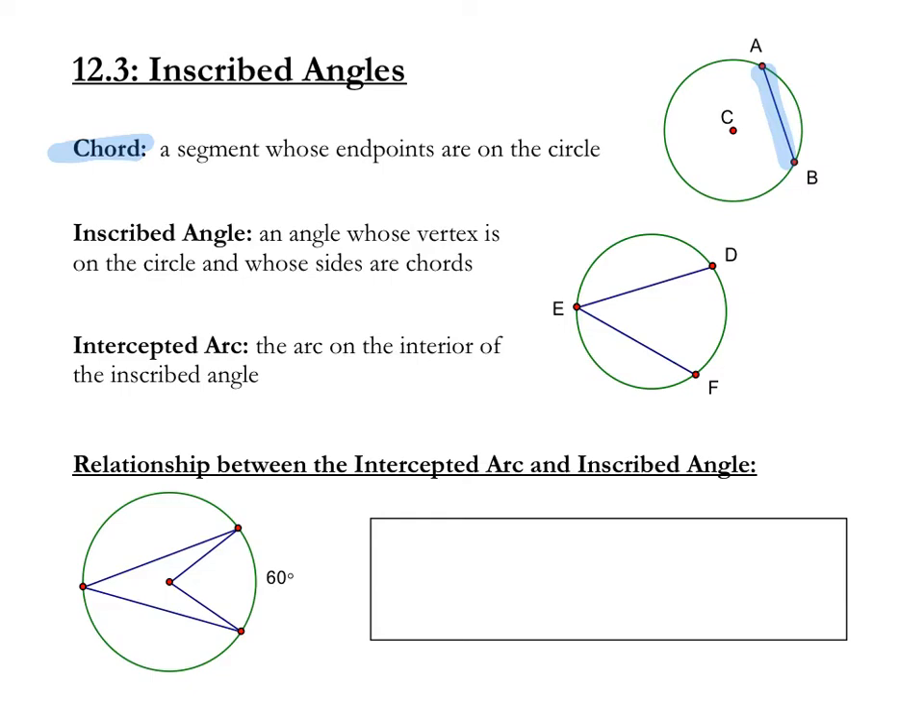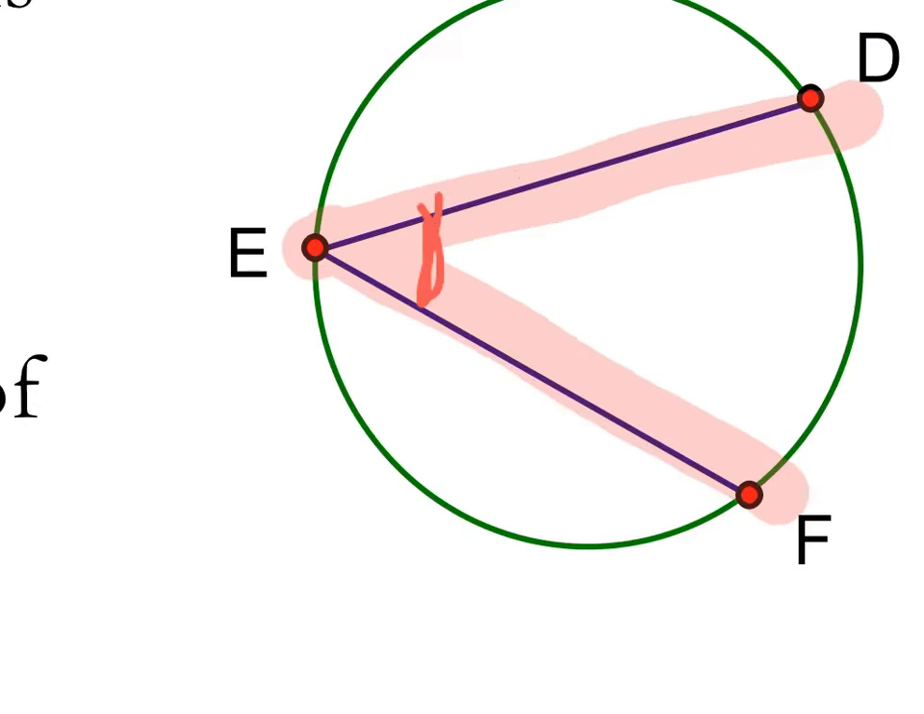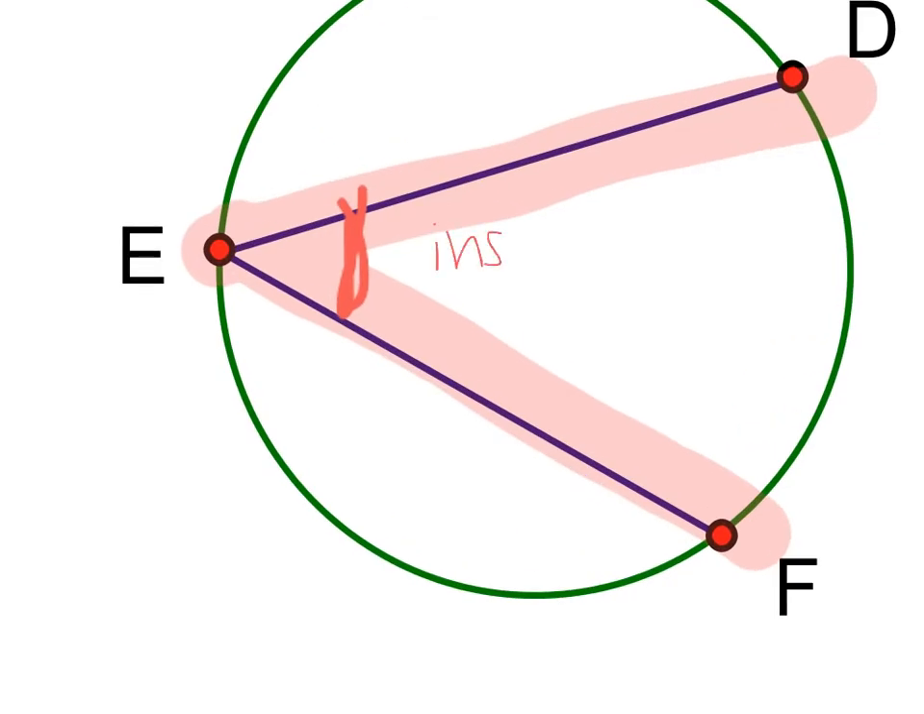So the next one is what's called an inscribed angle. An inscribed angle is an angle whose vertex is on the circle and whose sides are chords. So if you look at the picture, here are the two chords. It's that angle inside the circle. That's what we call an inscribed angle.